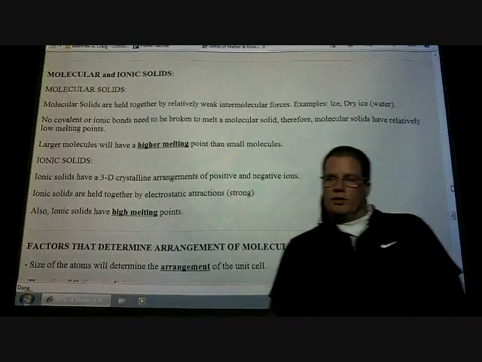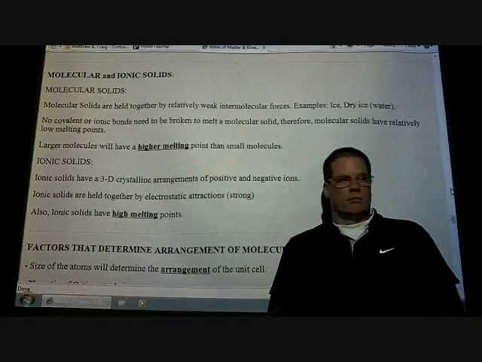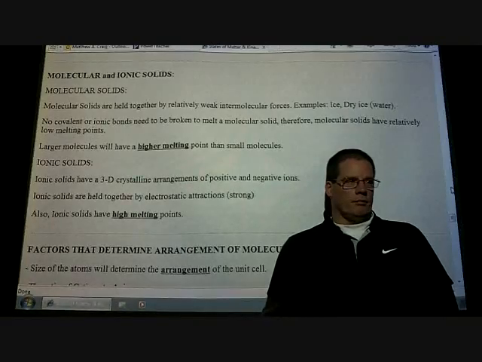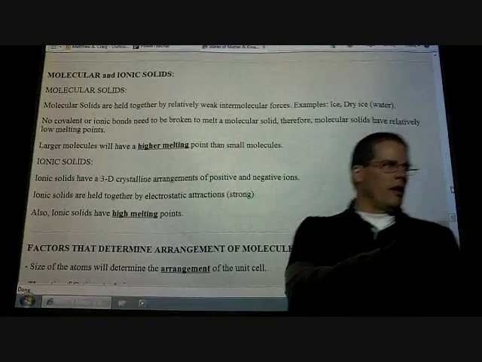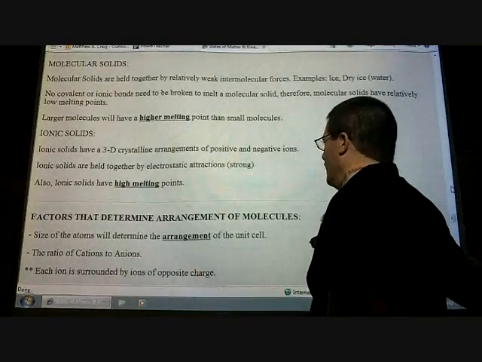Ionic solids, take a wild guess of what makes up ionic solids. Well, what are ionic compounds made up of? Ions. Metals and nonmetals. It's all right. You're only going to have this on your final exam in like 2 weeks. No big deal then.